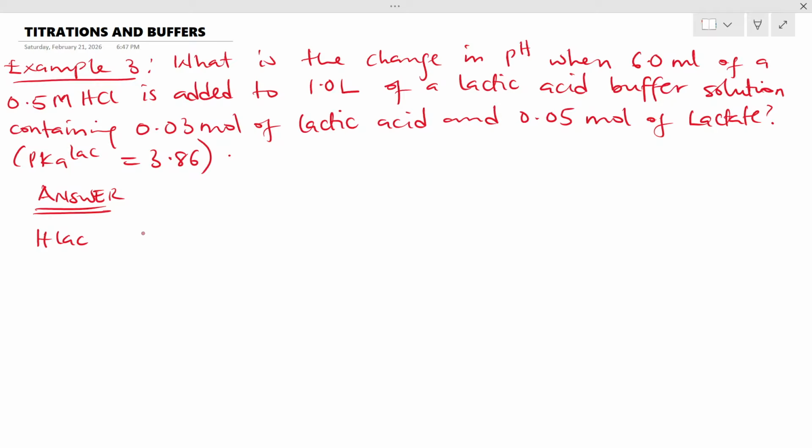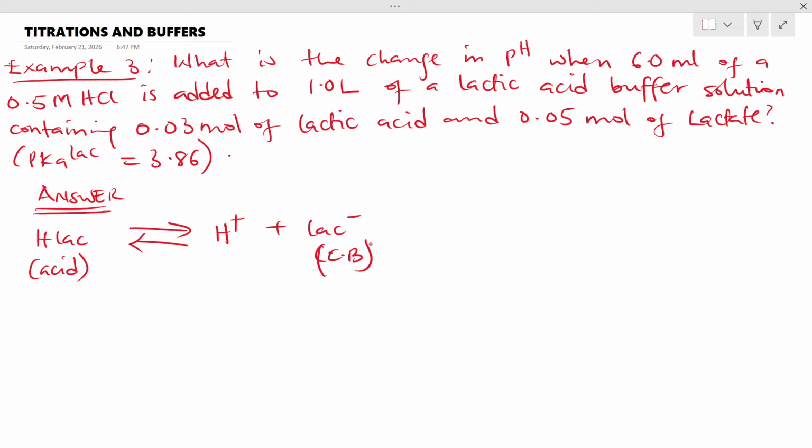Okay, and when this gives off hydrogen, because it will always donate a proton, it becomes what? Lactic acid, which is lac minus, which is your lactate. So this here is your what? Acid, and of course this is your conjugate base.